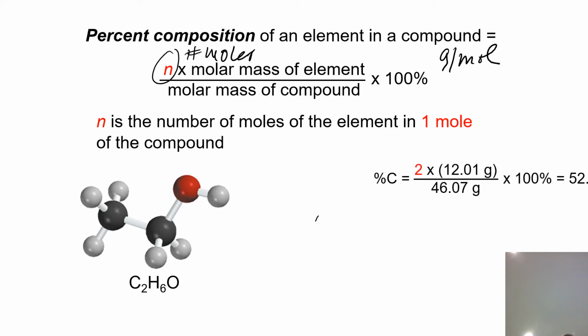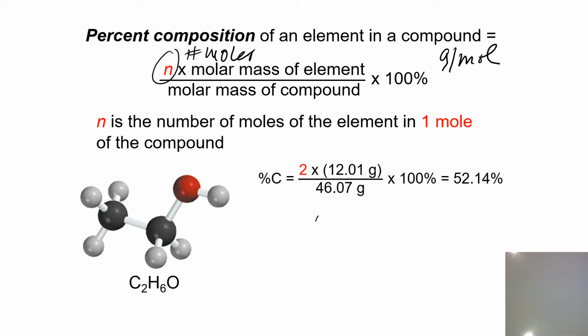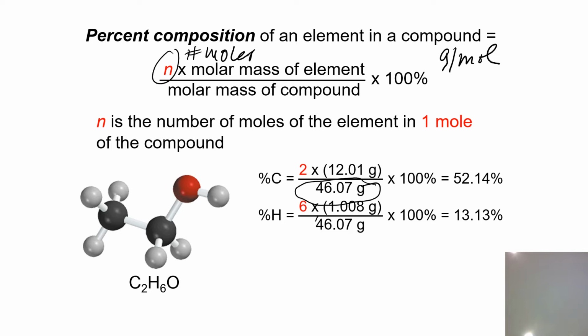Okay. So we are going to calculate the mass of each element, and when we do that, we need to use its subscript, which tells us how many moles of that element are present in the compound, and the molar mass. We also need to calculate the molar mass of the compound, and that is 46.07 grams. So we'll divide the mass of carbon by the mass of the 1 mole of the compound, multiply by 100, and carbon is 52.14%.